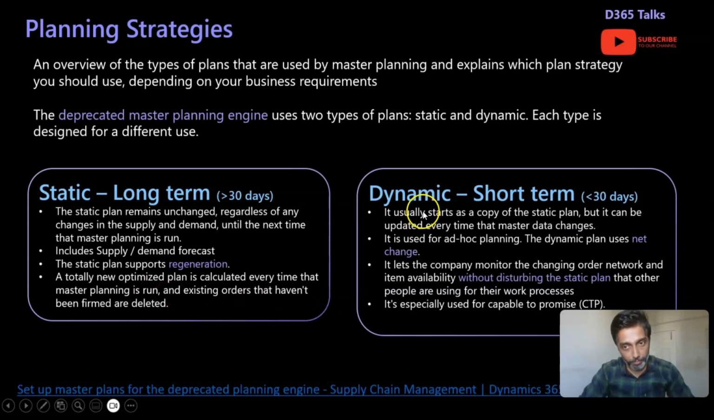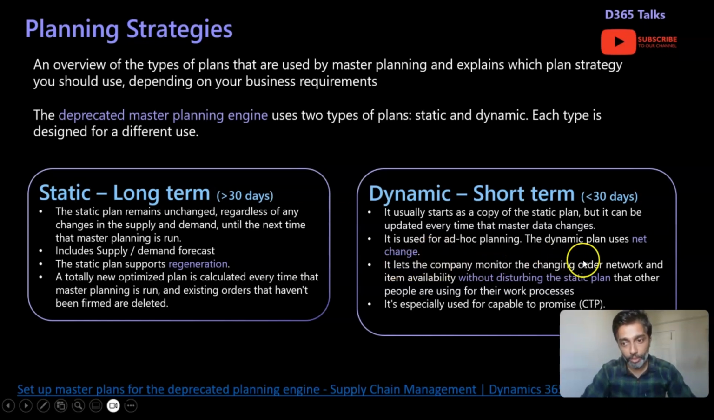When we talk about dynamic plan, like I said, it's a short-term plan. It usually starts as a copy of the static plan. Let's say you have planned orders which are generated. It takes a copy of that, but it can be updated every time the master data changes. Let's say you have a peak demand, like in our previous example, on Jan 15th, right? So in case of any ad hoc planning which needs to be done to meet your short-term demands, in those cases you primarily run the dynamic plans.